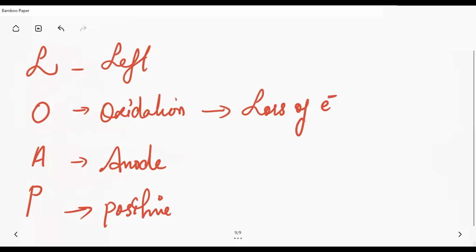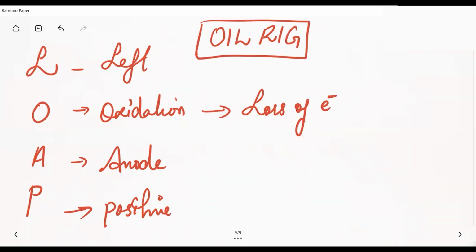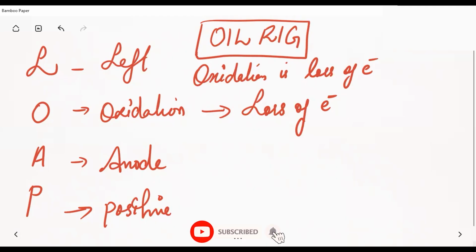I will give you one code to study this. You will have heard the word OIL RIG. Just keep this word in your mind. Expand it like this: Oxidation Is Loss of electrons, and RIG means Reduction Is Gain of electrons, just the opposite. Just study the one word OIL RIG, and you will get the complete definition of oxidation and reduction. Oxidation is loss of electrons and reduction is gain of electrons.